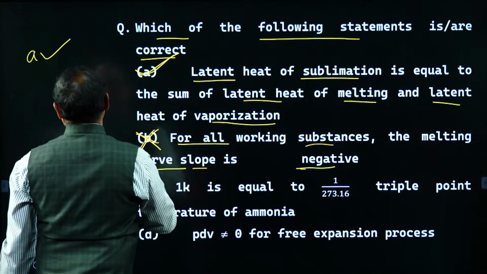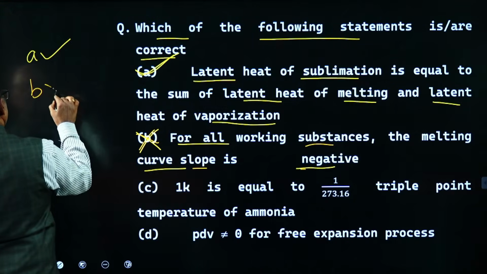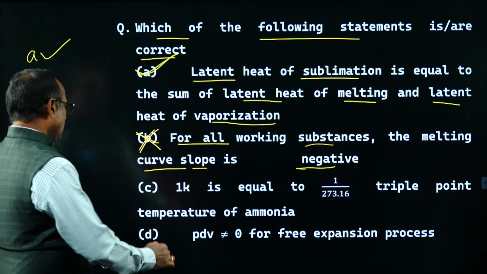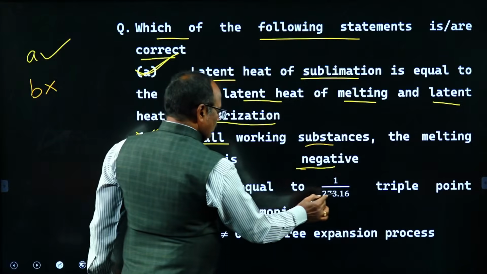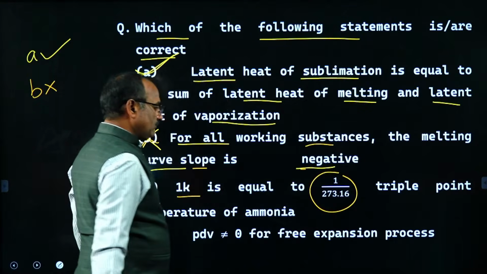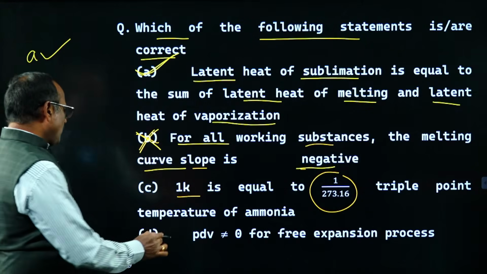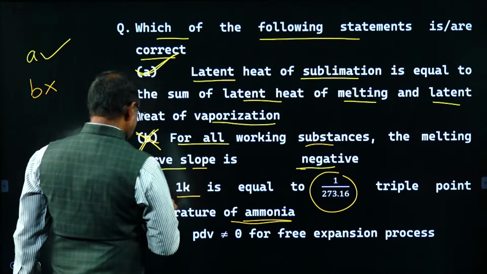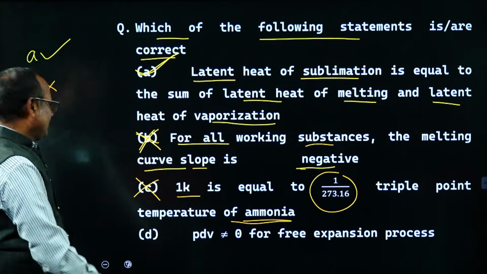No, not correct. B is absolutely wrong. Next, 1 Kelvin is equal to 1 by 273.16 times the triple point temperature of ammonia. No, wrong. C is wrong.